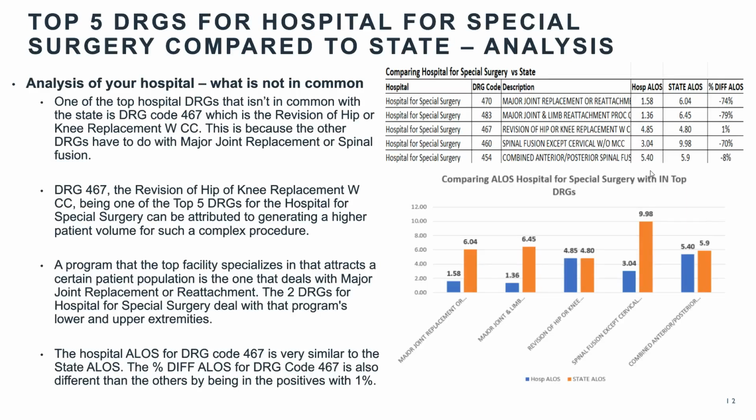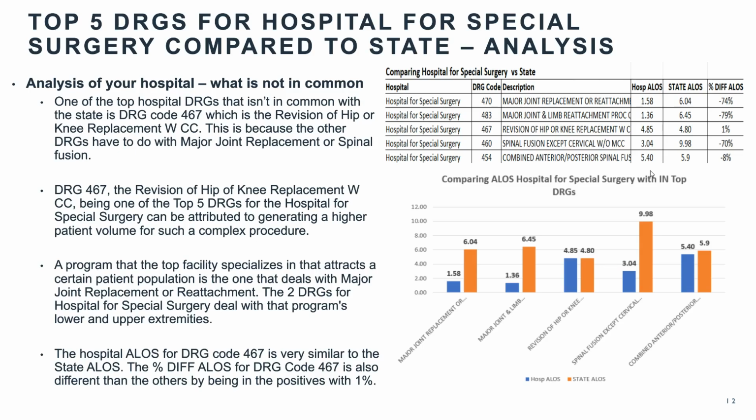The top 5 DRGs for Hospital for Special Surgery compared to state analysis. One of the top hospital DRGs that is in common with the state is DRG code 467, which is the revision of hip or knee replacement with CC. This is because the other DRGs have to do with major joint replacement or spinal fusion.